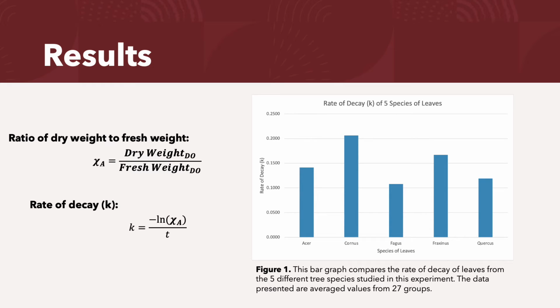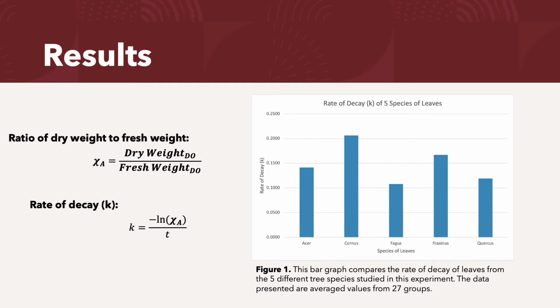This was found by taking the natural log of the ratio of dry weight to fresh weight, which was found in the previous equation. This equation was then divided by T, which was the amount of weeks that the leaves underwent decomposition. So in this case, it was 4 weeks.